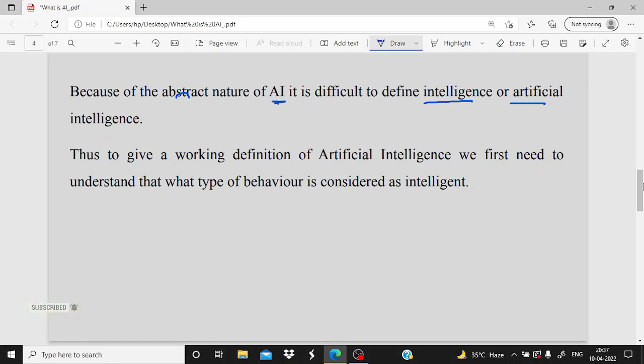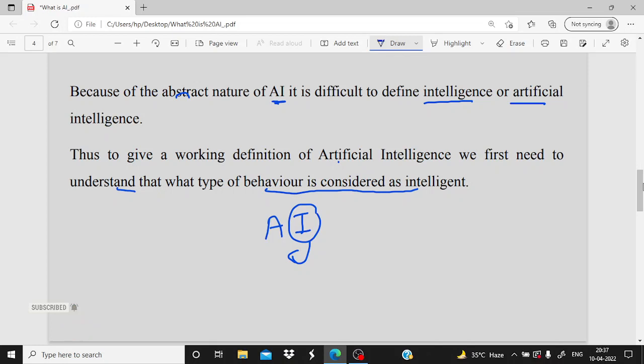So it is not possible. So a working definition can be needed. To give a working definition of AI, we firstly need to understand what type of behavior is considered intelligent. Obviously, we are saying AI, that is artificial intelligence, and intelligence is put into a machine by humans.